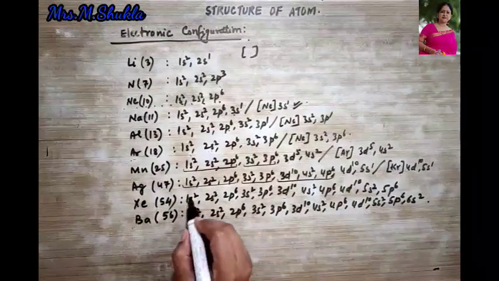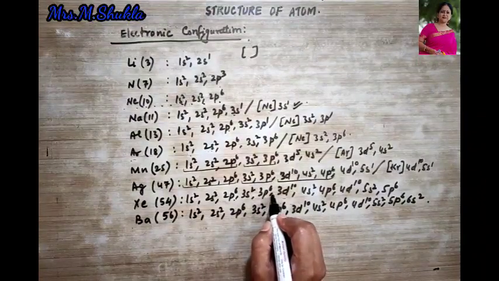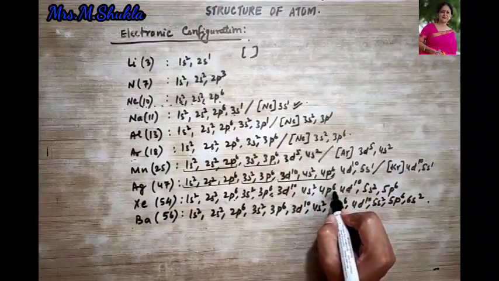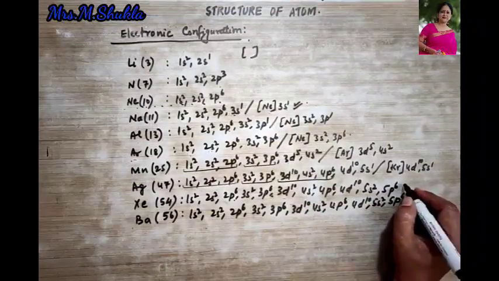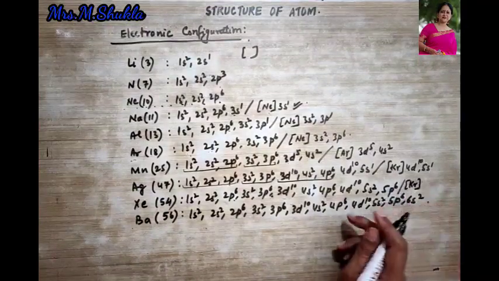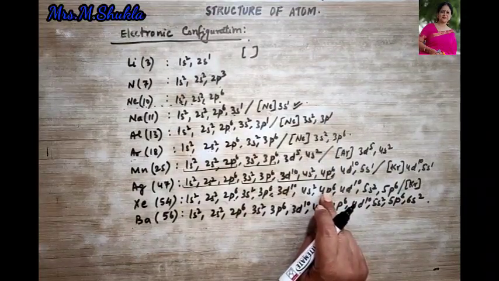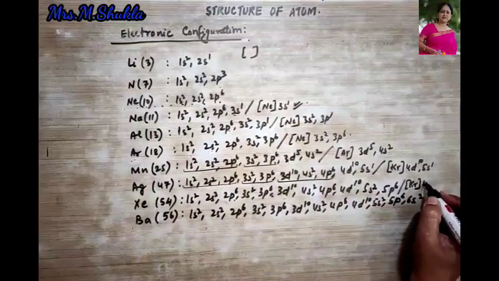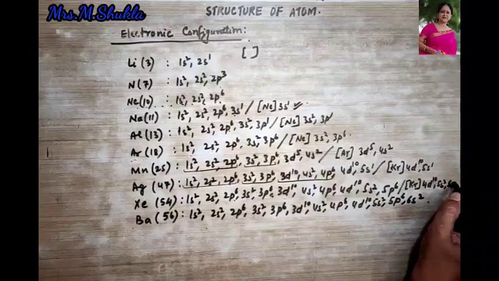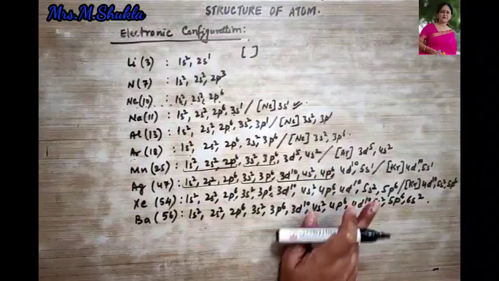How to write down for xenon? This much is your neon. From here to here you have reached for argon. From here to 4p6 you have reached krypton. So you can write over here also, it is krypton till where? 4p6, right? And then 4d10 5s2 5p6. Clear how to write down the condensed electronic configuration?